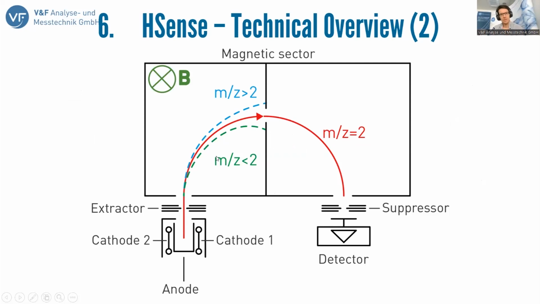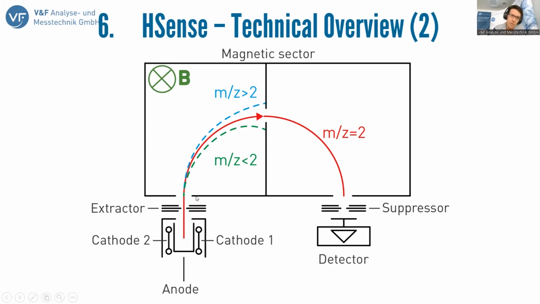Here's a small schematic of how a magnetic sector actually works. So we would have here an ion source region. This is where our positive ions are formed. And then these will be extracted from the ion source by a lens system, meaning that the ions will move in a direction upwards here in this schematic. And the reason why it's called the magnetic sector field is because it will enter a region where a magnetic field is applied. This is described here by this B.